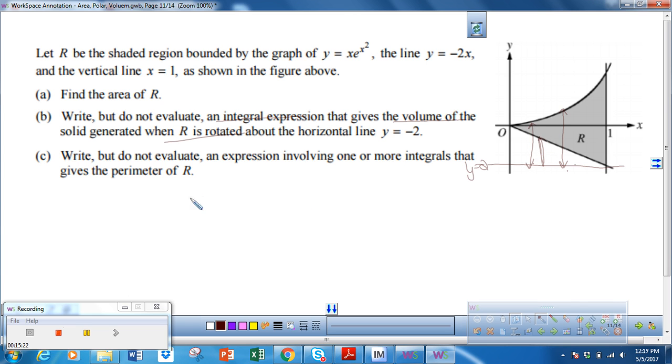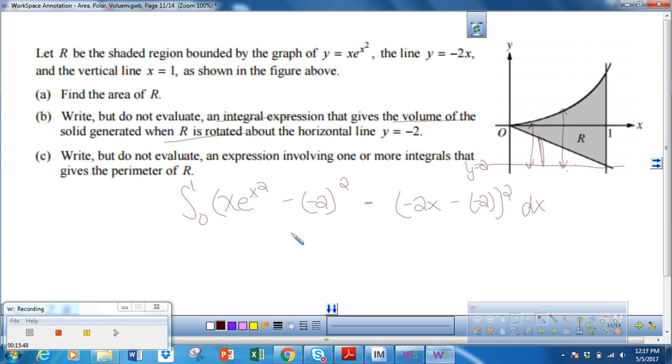Okay? So it's the integral from 0 to 1 of the outer radius, which is x e to the x squared minus negative 2, squared. That's my outer radius, minus my inner radius, which is negative 2x minus negative 2, squared dx.